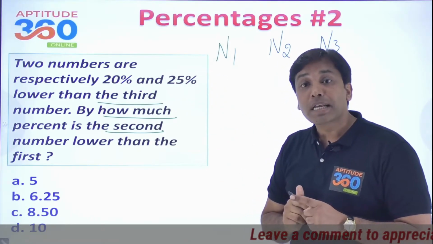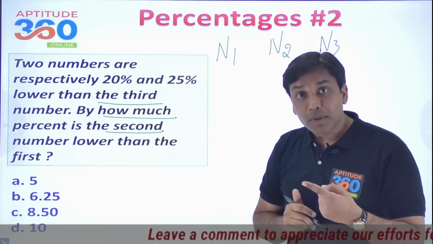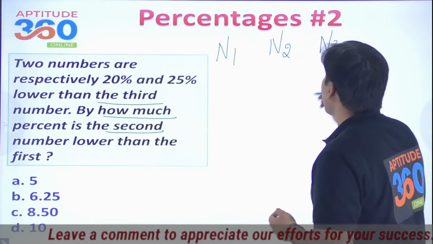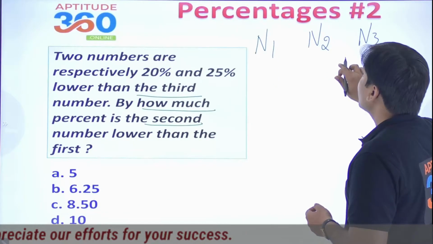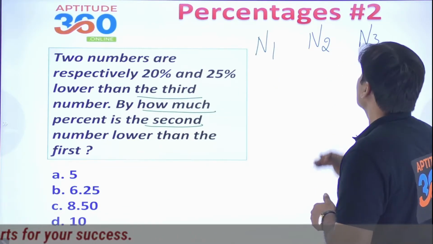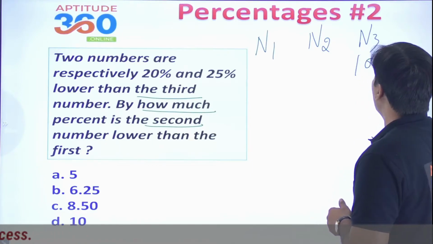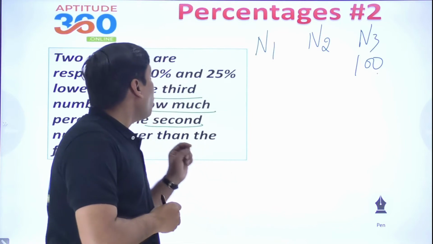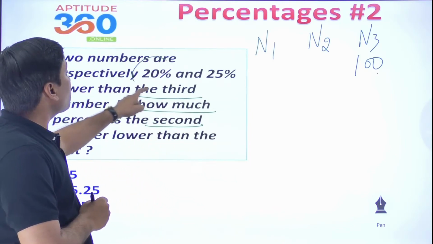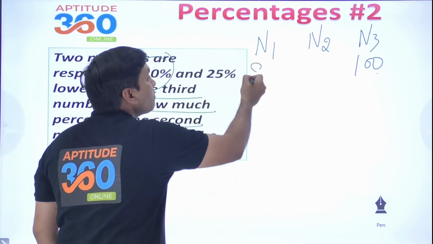सारा का सारा comparison कहाँ से शुरू हुआ? Third number से. Third number should be taken as 100. Does this make sense to you? Now just give me a minute. So this value should be taken as 100, right? And if I take this value as 100, over here it is written the first number is 20% less, so I am writing it as 80.